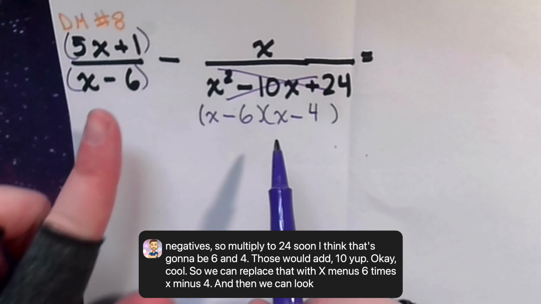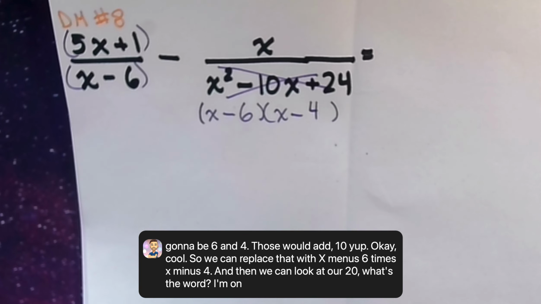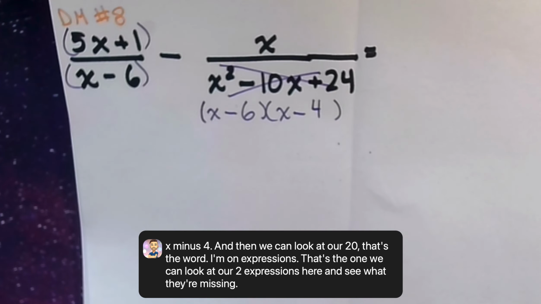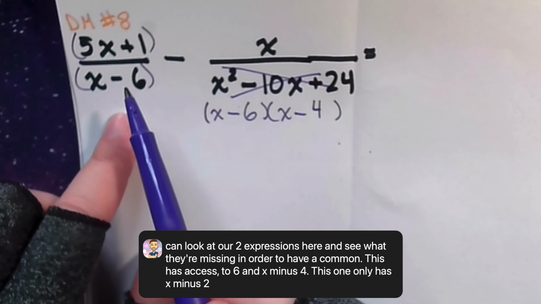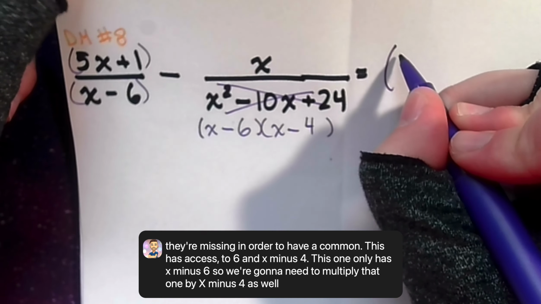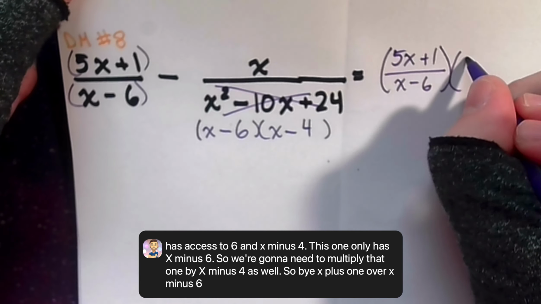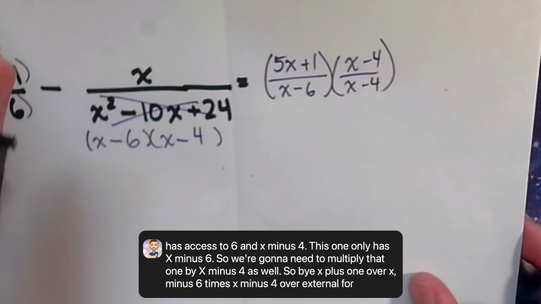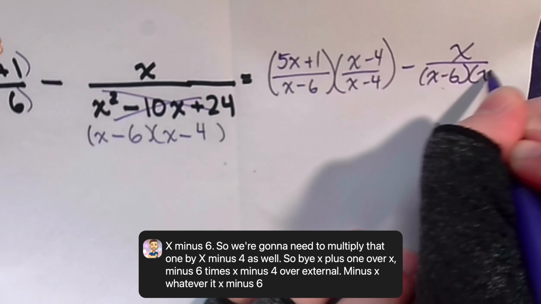And then we can look at our two expressions here and see what they're missing in order to have a common denominator. This has x minus 6 and x minus 4. This one only has x minus 6, so we're going to need to multiply that one by x minus 4 as well. So 5x plus 1 over x minus 6 times x minus 4 over x minus 4, minus x over x minus 6, x minus 4.